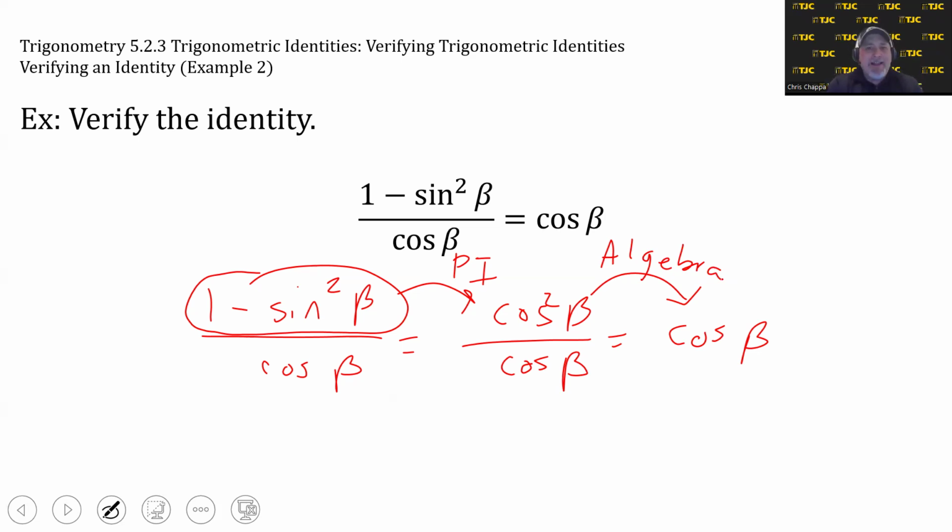But for students in my class, when you verify an identity and use a trigonometric move, such as a Pythagorean identity, I will ask you to cite the identity that you're using. And something as simple as PI would suffice. And then we're done because we reached our goal. We turned the left into the right. Ta-da!